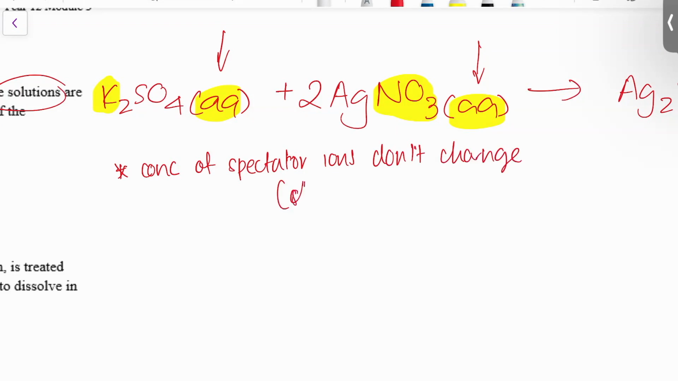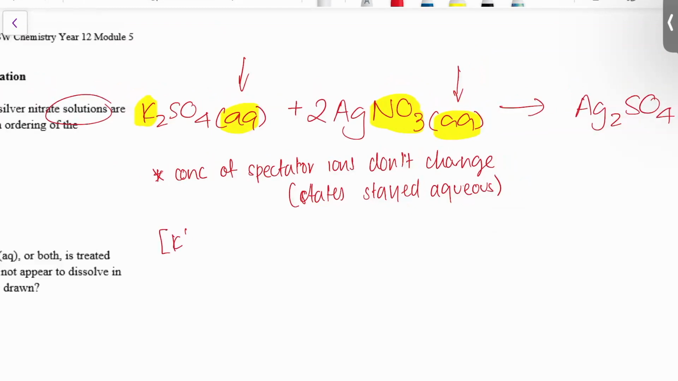Because the states stayed aqueous. Aqueous. Okay. Which means for K plus and NO3 minus, I can just figure out what its concentration is at the start, and that'll just be the concentration it is at the end.